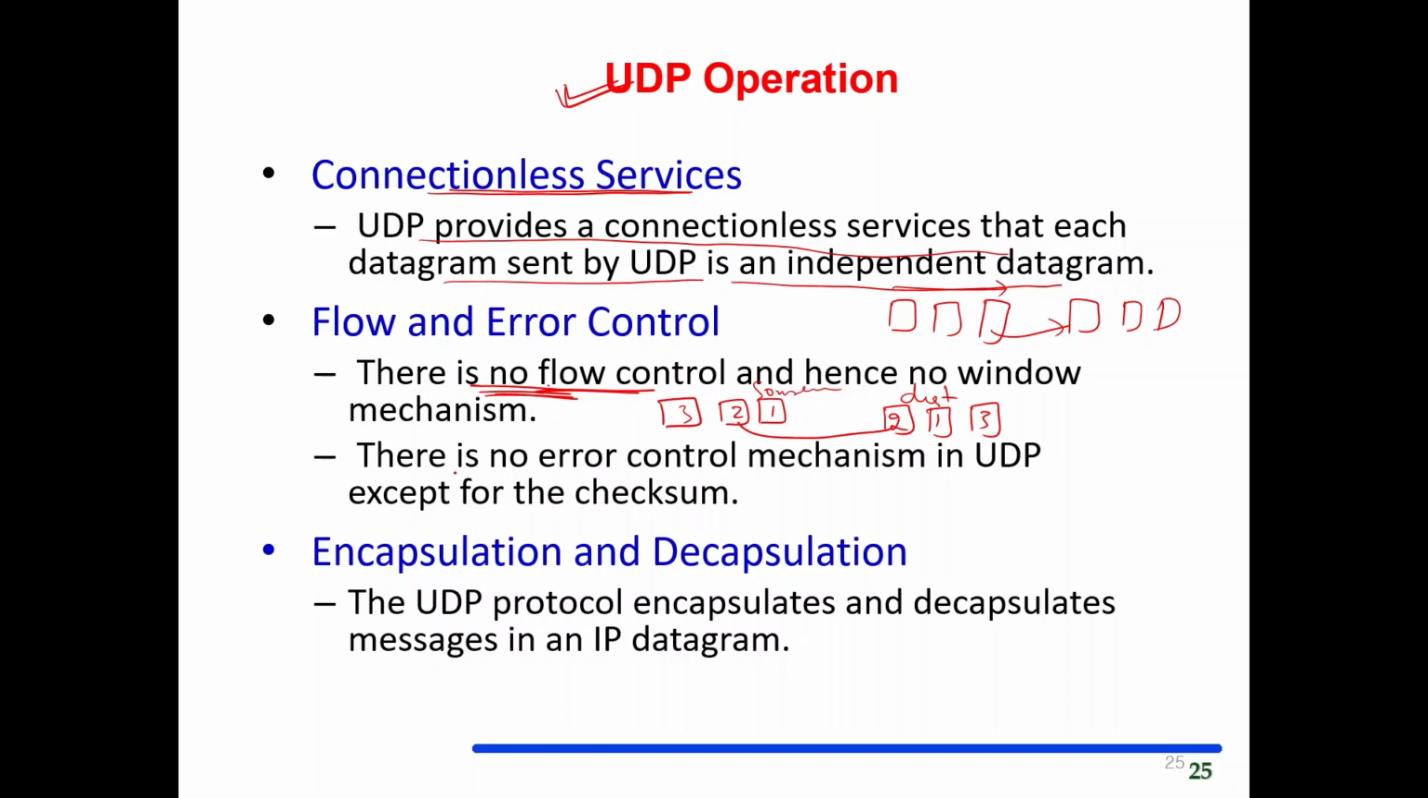There is no window mechanism, like the automatic repeat request or go-back-N ARQ we have seen. Such protocols do not occur in UDP operation. It simply forwards the packets whatever it gets, without knowledge of the sequence. Also there is no error control mechanism, except the one called checksum. This is the only important error control mechanism present here in the transport layer, but there is no flow control. Also encapsulation and decapsulation occur with the addition of the port numbers to the IP datagram.